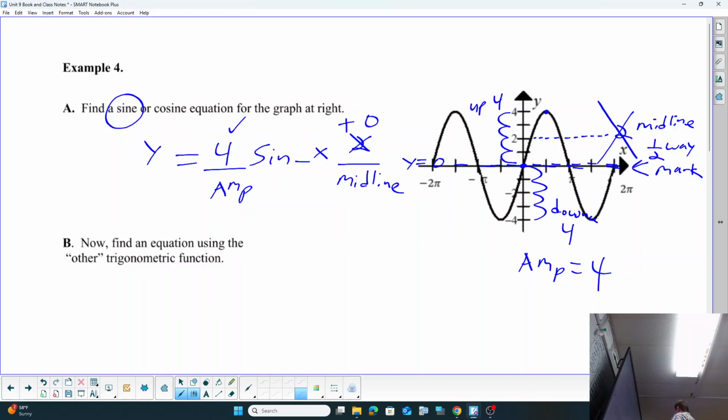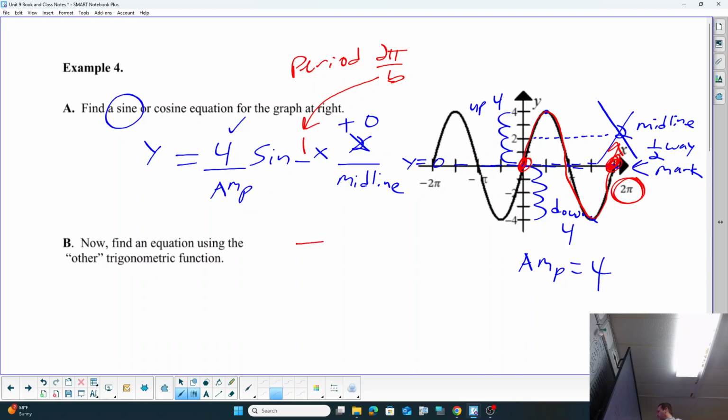Last but not least is our period. So we're doing 1 full cycle. So we go up. Is that 1 full cycle? No, that's not 1 full cycle yet. Down. Okay, do you see we're about to repeat? That's here and that's here. So that means our period is 2 pi. And since our period is 2 pi, that means that our b value has to be 1.